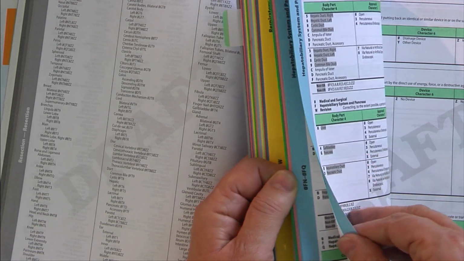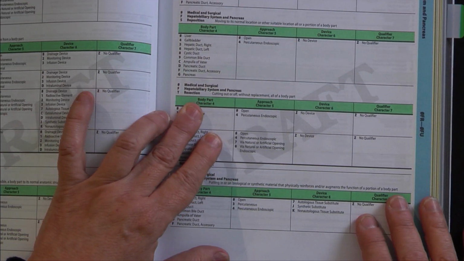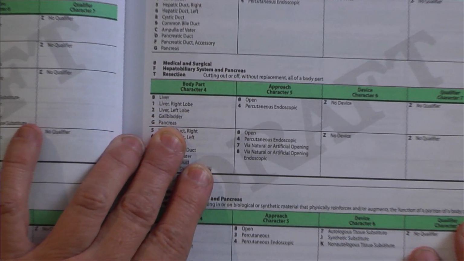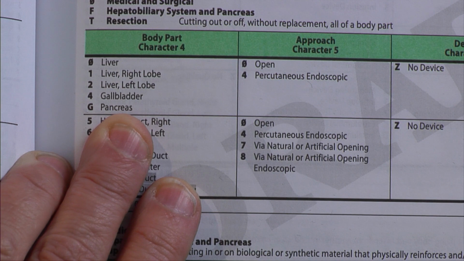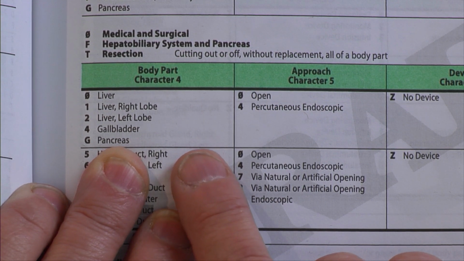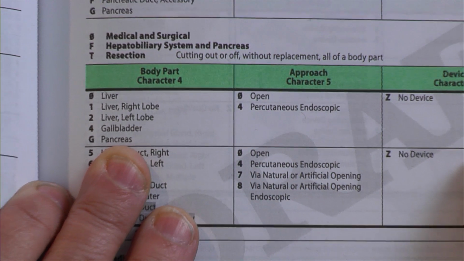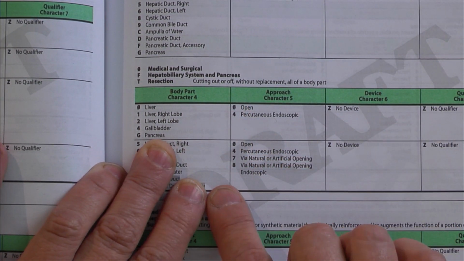So now that I've got the first 4 characters, I'm going to turn to the table 0FT. I found the table, and the next character I also have from the alphabetical index, and it's a 4. That's my body part for the gallbladder. Now I need to complete the code using the characters for the positions on this line of the table. I can't move from one line of the table to another while I'm building a code.